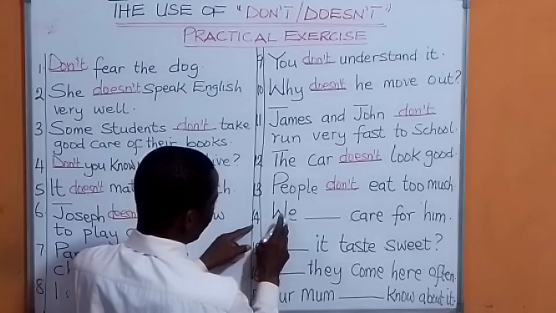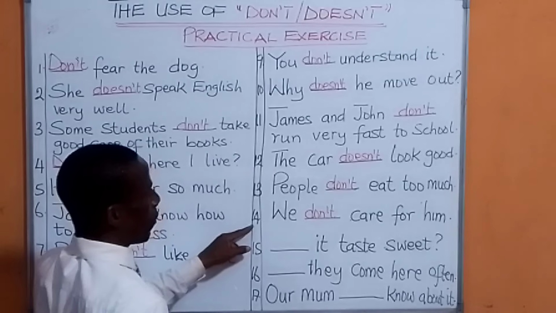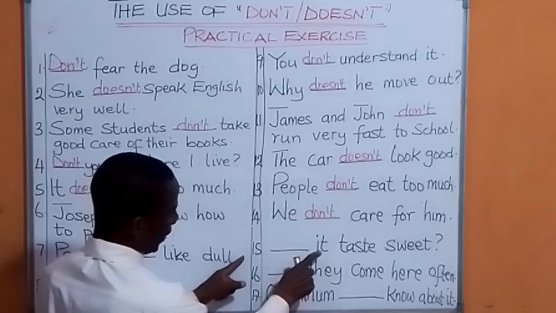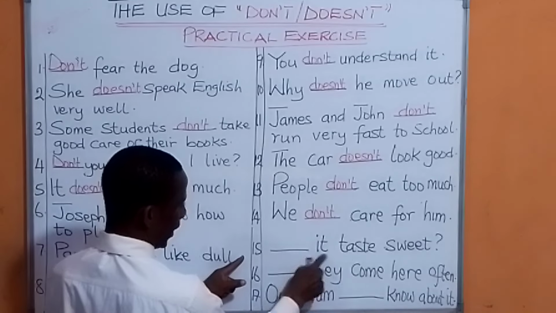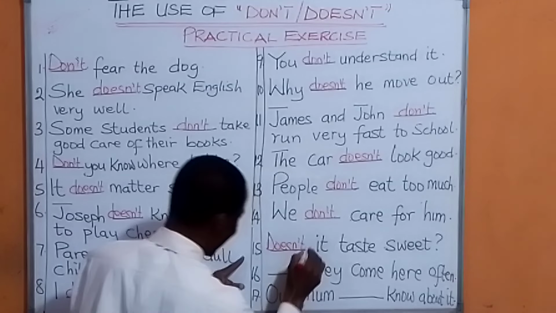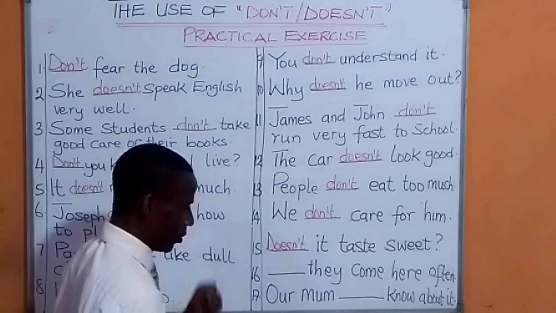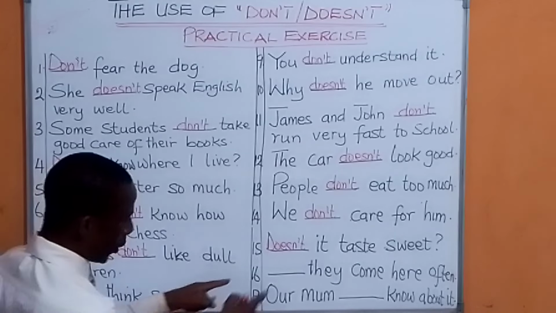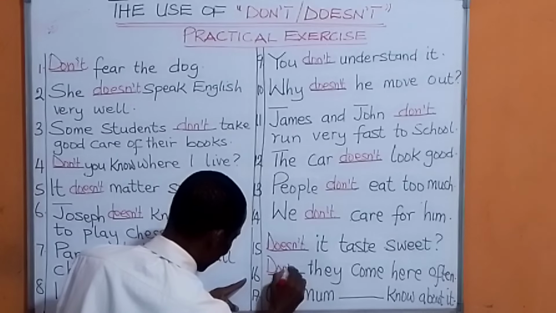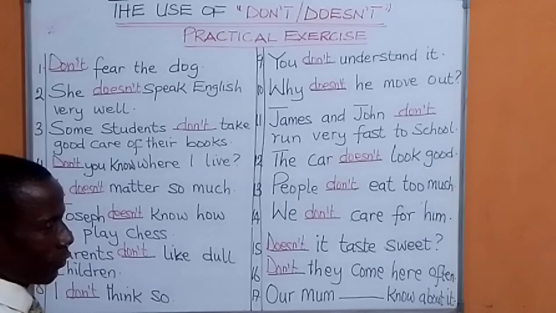Let's look at we, plural. We don't care for him. Look at this. It taste sweet. What are you going to put there? Doesn't it taste sweet? Doesn't. Now look at here. They, plural. You are going to put don't. Don't they come here often?